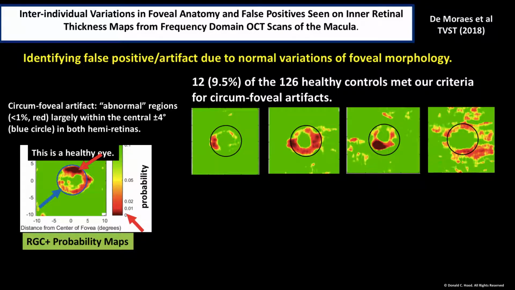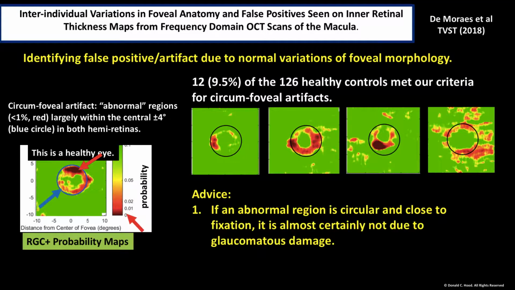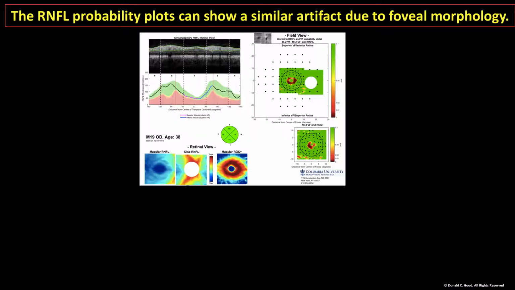All right, so here are 4 examples. In fact, out of 126 healthy controls that met our criteria for circumfoveal artifacts, almost 10% of them had some kind of an indication of this artifact. The inclusion was that it had to fall within the circle, and it had to include both the upper and lower, or superior and inferior, retina. So the advice here is if an abnormal region is circular, or part of a circle, or part of an annulus, I guess technically, and close to fixation, it is almost certainly not due to glaucomatous damage. But you want to check the rest of the report for consistency.